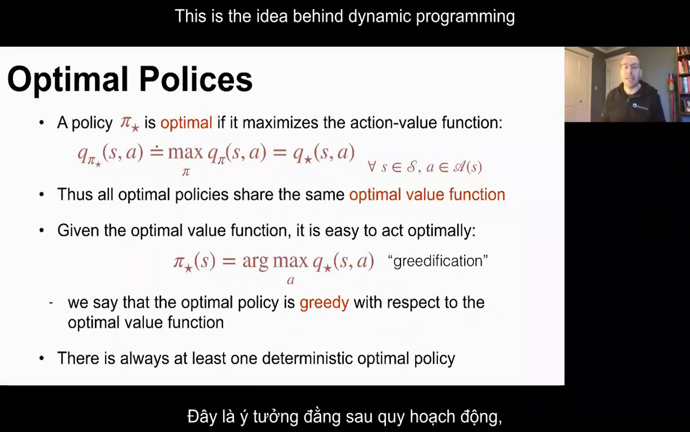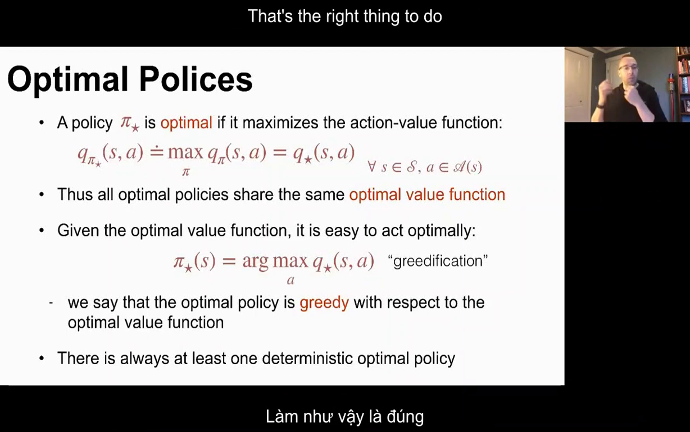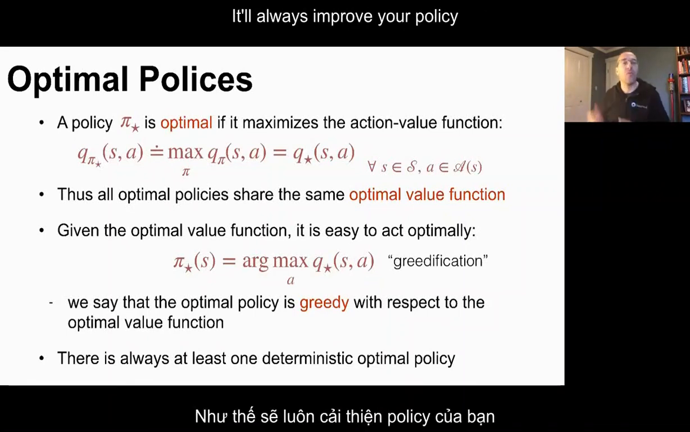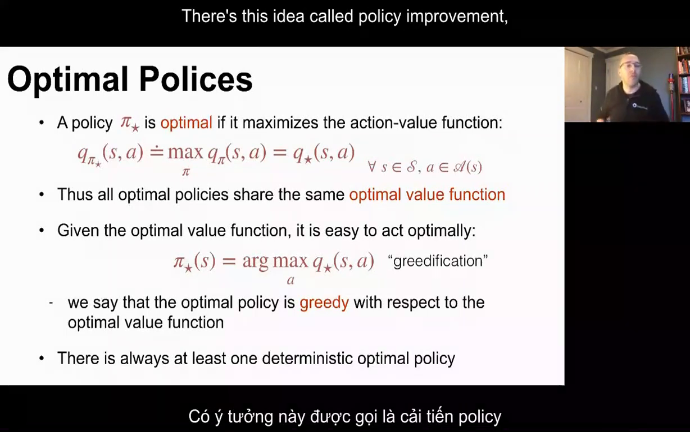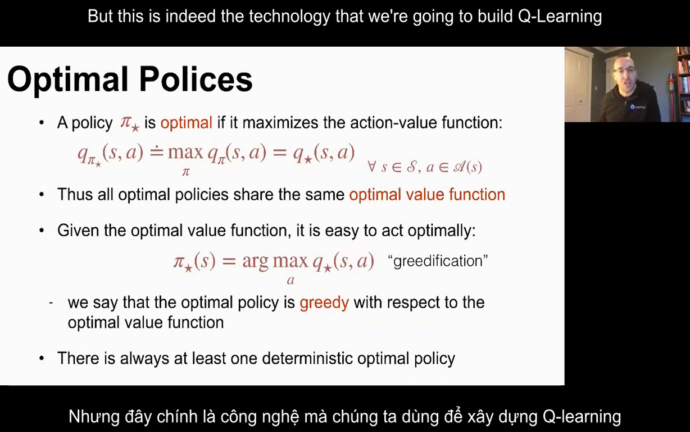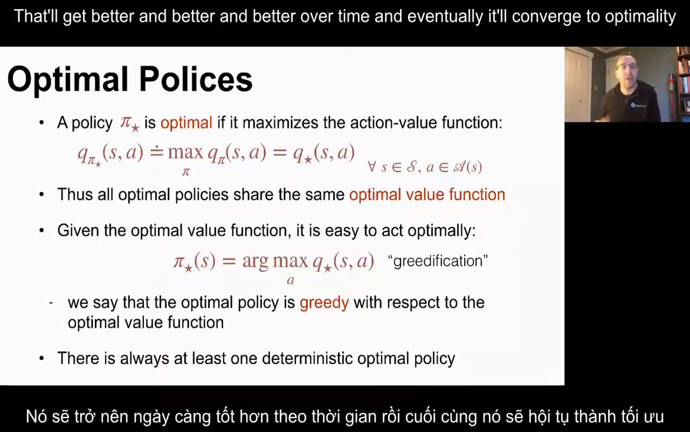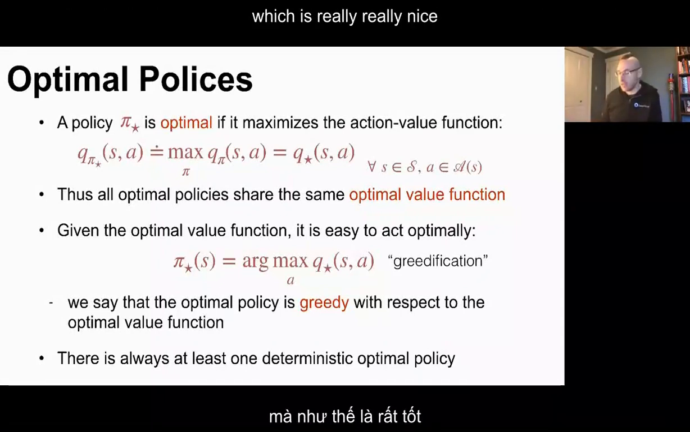This is the idea behind dynamic programming, which is if you have a value function and you act greedy with respect to it, that's the right thing to do. It'll always improve your policy. And there's this idea called policy improvement that you get into if you read the book or take the MOOC. But this is indeed the technology that we're going to build Q-learning on top of. This idea that if you can learn a value function and then act greedy with respect to it, that'll get better and better and better over time. And eventually it'll converge to optimality, which is really, really nice.